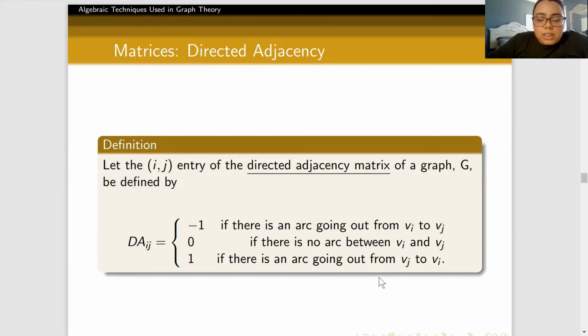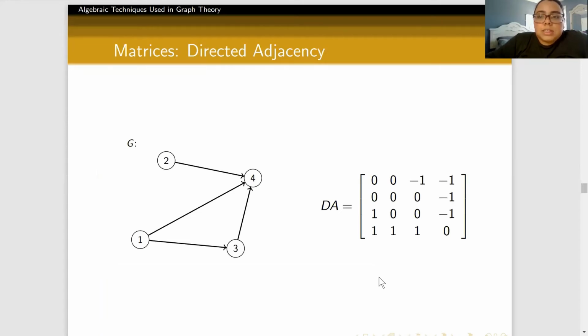It would have a 1 if there's an arc going out from vertex j to vertex i, and it would have a -1 if there's an arc coming into vertex j from vertex i. So we have the directed matrix for our graph here. We see that all the entries that were zeros in A are still zeros. And we notice that entry 3, 1 is a 1 because there's an arc going out from 1 to 3, while entry 1, 3 becomes a -1 because there's an arc coming into 3 from 1.